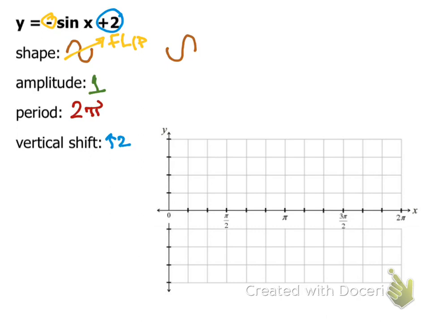To start, new y-axis up 2. Next, sine starts at a 0. It has another 0 at the end of its period and a 0 halfway between. Halfway between my first two zeros is usually a maximum, but we flipped it, so now it's a minimum, and my amplitude is 1, so the minimum is down 1. And then halfway between my last two zeros, I have a maximum up 1.